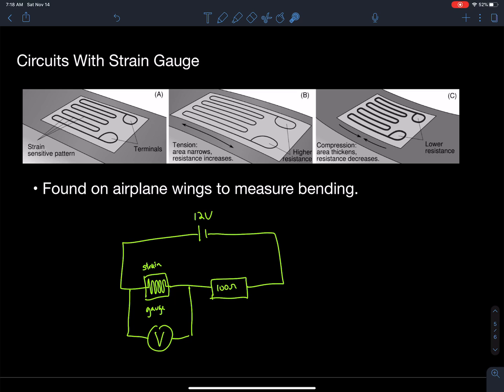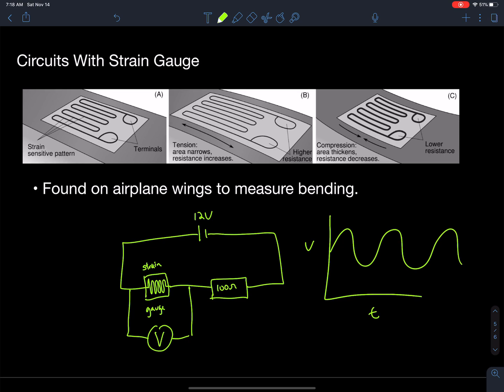So the way to read a strain gauge is to have a voltmeter, some type of sensor that is reading and graphing the voltage. If that thing isn't moving, the voltage would stay constant over time. If that object is moving up and down, if it's oscillating, the voltage would look like that. And the voltage here, if it went up, that means that it flexed like that first, then it compressed, then it flexed, then it compressed, then it flexed.